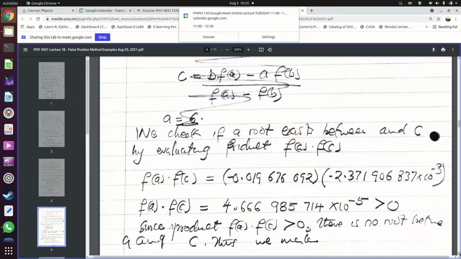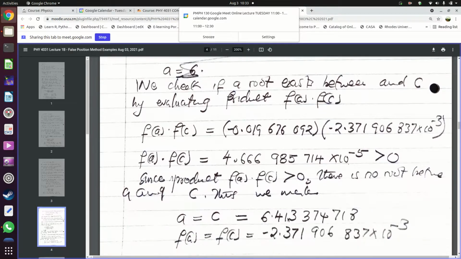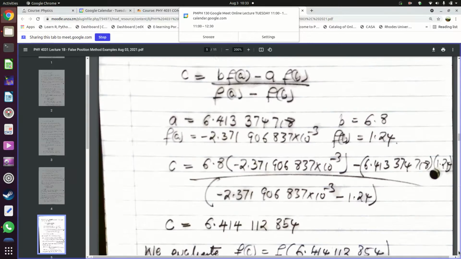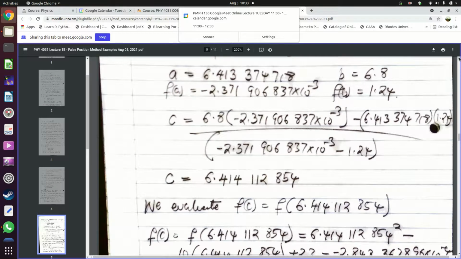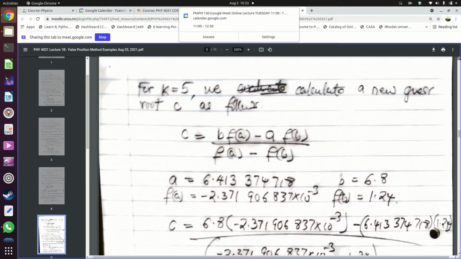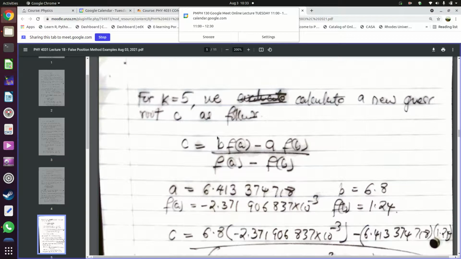So you squeeze. Okay, so your C now becomes a new A, and your f of C now becomes a new f of A. So your new A now becomes 6.413374718, and you do this like that. You can now work out for k equals 5 a new c. So your c is going to be equal to b f of a minus a f of b, over f of a minus f of b.